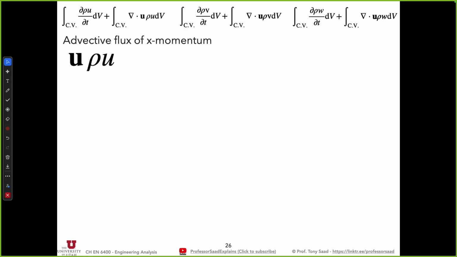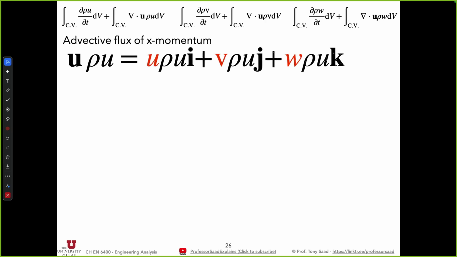So this comes here and then expands, right? And so what is this term? This is the advective flux of x momentum. How do I know? Because there's the velocity vector multiplying the x component of momentum per unit volume. So it's u rho u. Now you expand that: it's u rho u i plus v rho u j plus w rho u k. Simple scalar multiplying a vector.